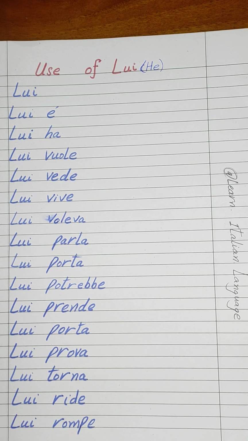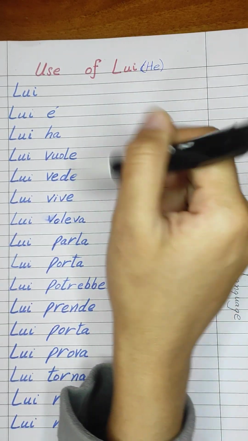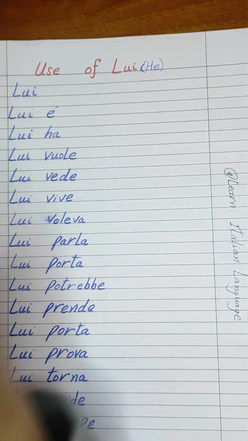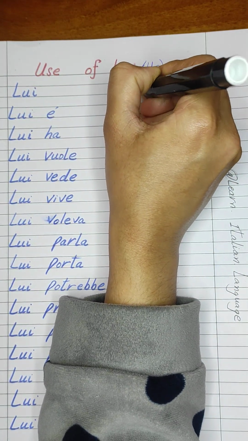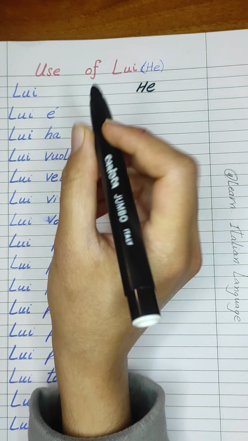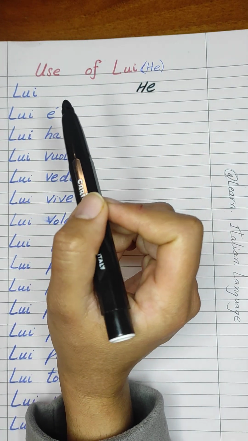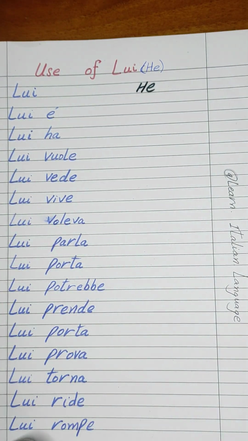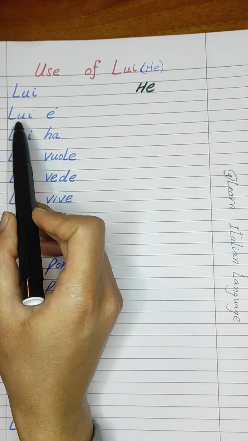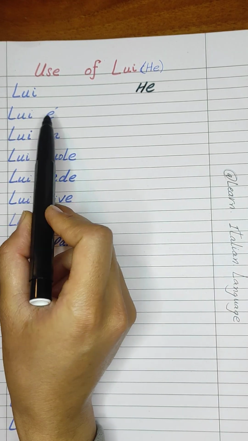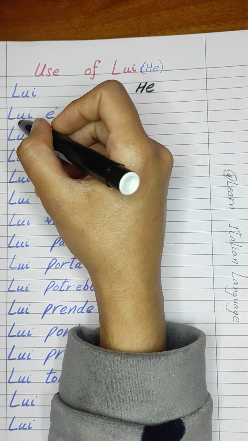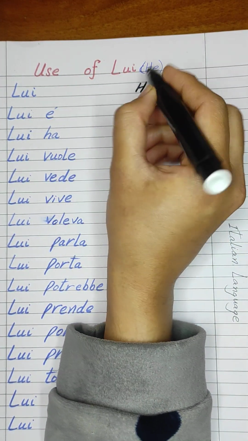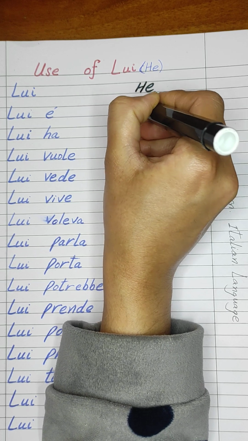Next, we will learn the word LUI. LUI means he. Okay, let's repeat. LUI means he. Next is LUI è. As we learned in English, he is. Same in Italian, LUI è. LUI means he, è means is. Is is a helping verb. LUI is a pronoun. LUI è, he is.